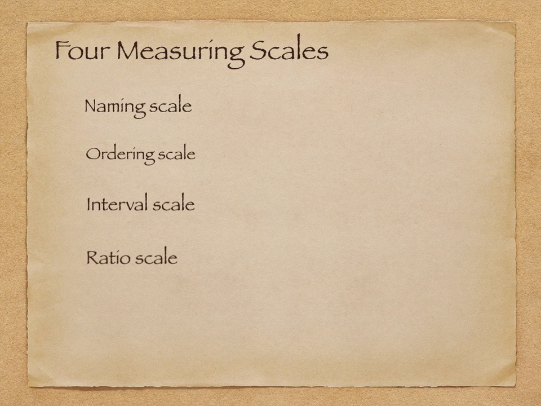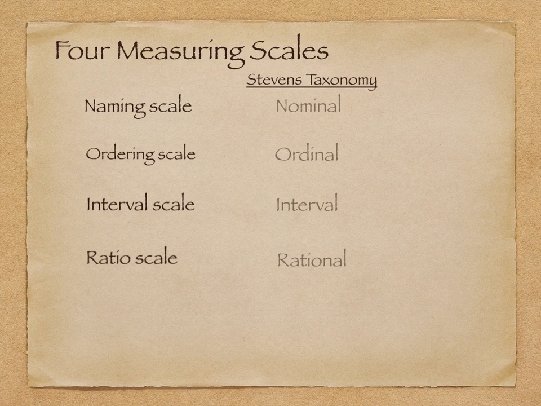This way of thinking about measurement scales was devised in 1940 by Stanley Stevens, and it's known as the Stevens taxonomy. In fact, he used the slightly more formal terminology of nominal, ordinal, interval, and ratio. And although his classification isn't perfect, I do find it a useful way of thinking about measurements.